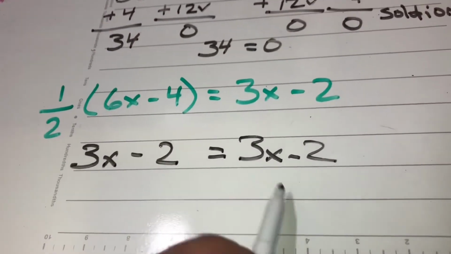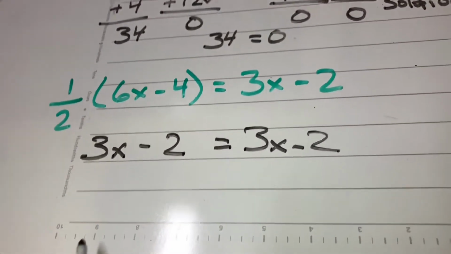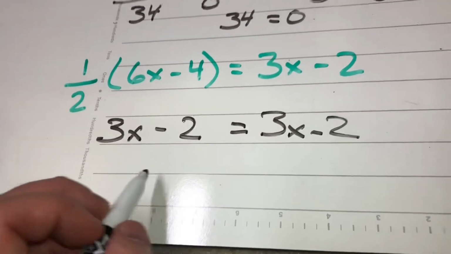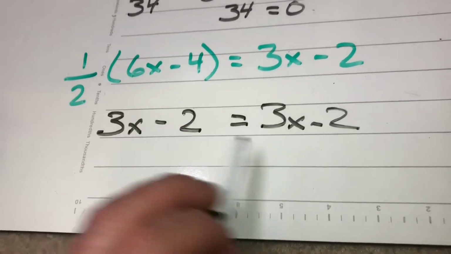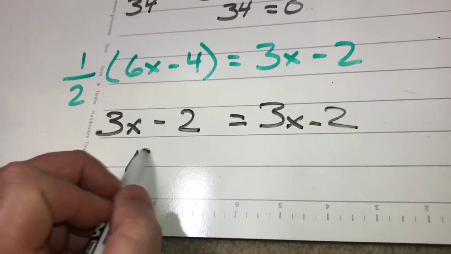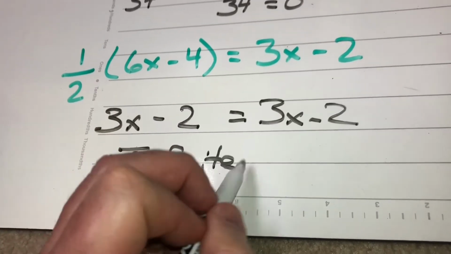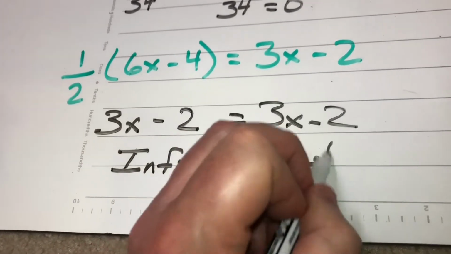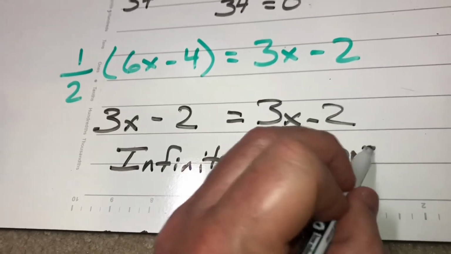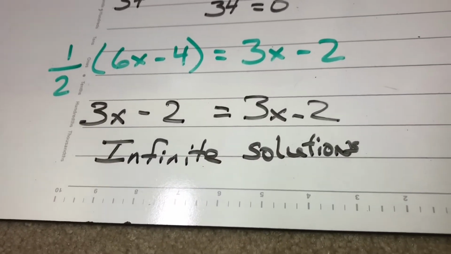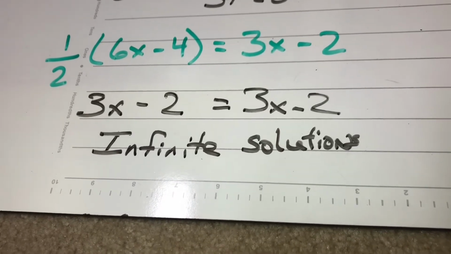Whenever you get the exact same thing on both sides, that means it doesn't matter what number you plug in for the variable. It's always going to work because it's the same exact thing. And this is what we call infinite solutions. Infinite solutions, meaning that the number can be absolutely anything.